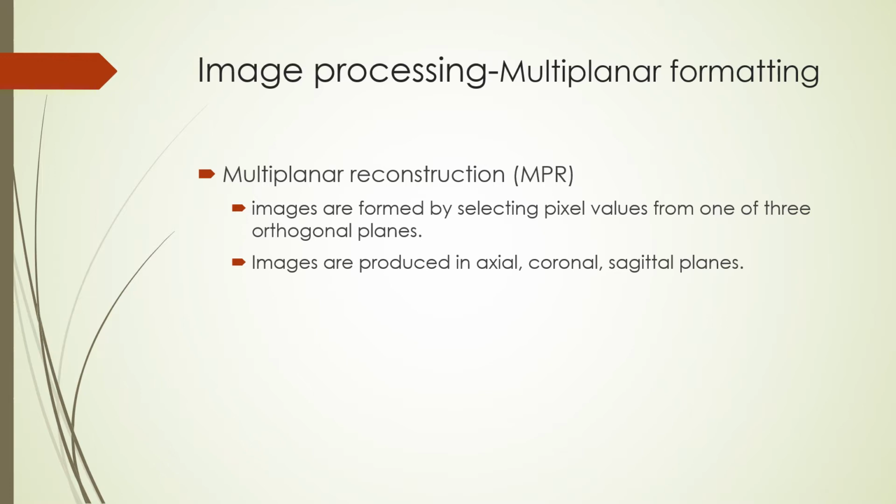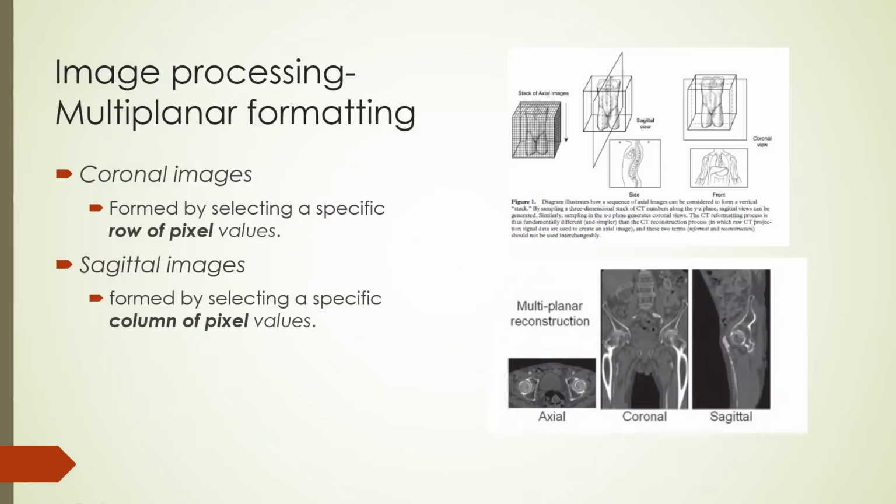In computed tomography, images are acquired in axial planes and reformatted to coronal and sagittal planes. Let's now learn about how coronal and sagittal images are reformatted from axial computed tomography images. Coronal images are formed from axial data sets by selecting a specific row of pixel values from each axial image in the stack of images. Sagittal images are formed from each axial data set by selecting a specific column of pixel values from each axial image in the stack of images.